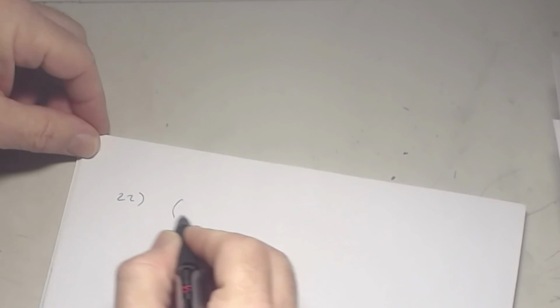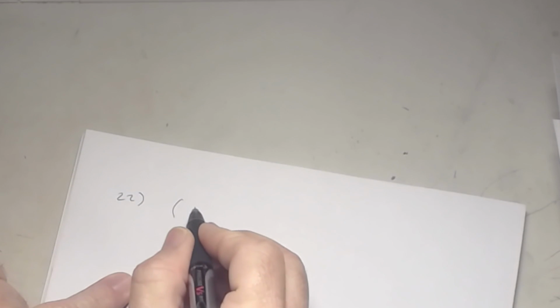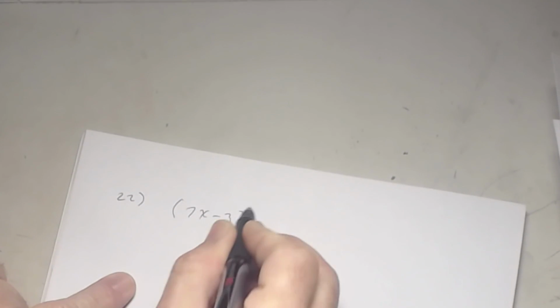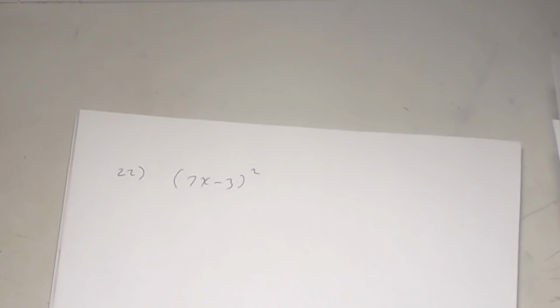Right, this is going to be number 22. Okay, you have 7x minus 3 squared. 7x minus 3 squared. And again, I want you to use the FOIL method. You may say, well, it doesn't look like the others, but you can make it look like the others.